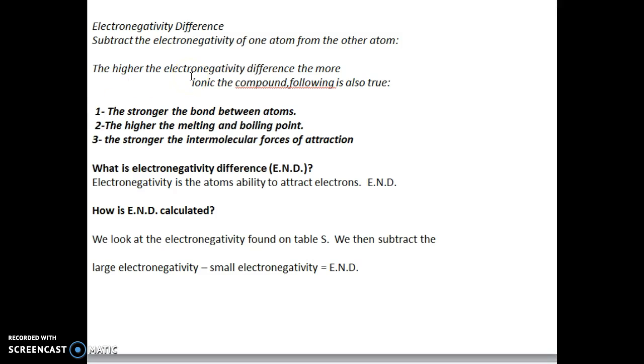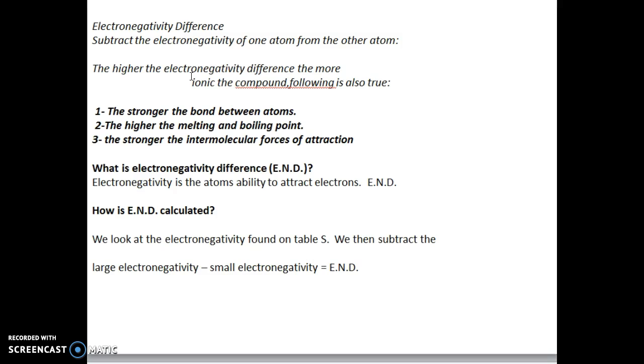Now, we have to talk about electronegativity difference, and that's where we subtract the electronegativity of one atom from another atom. I just quickly want to give you a little insight. Look, the higher the electronegativity difference, the more ionic the compound. Therefore, the following is true: the bond is strong, has a high melting point, and there is a strong intermolecular force of attraction.